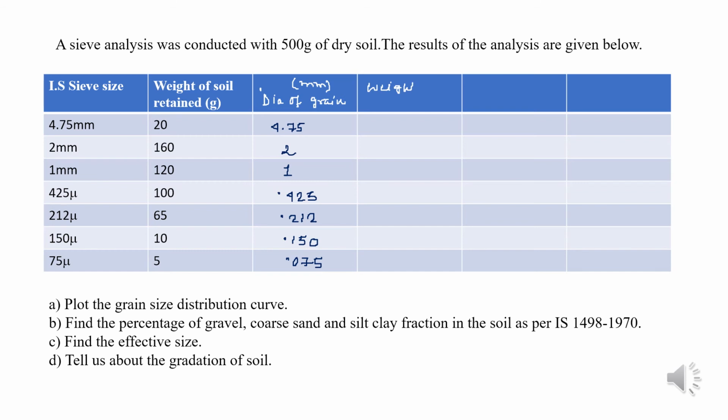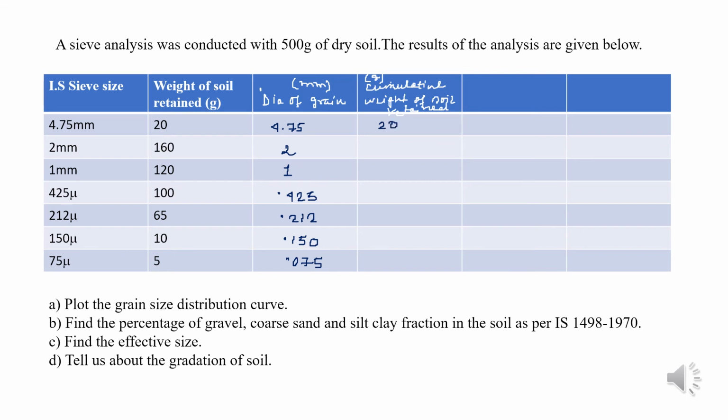Right, now we find out what is my weight of soil retained. We already have our weight of soil retained, so we will find what is our cumulative weight retained. So we have the cumulative weight of soil retained. So this is also in gram. So our cumulative weight retained. So let's calculate.